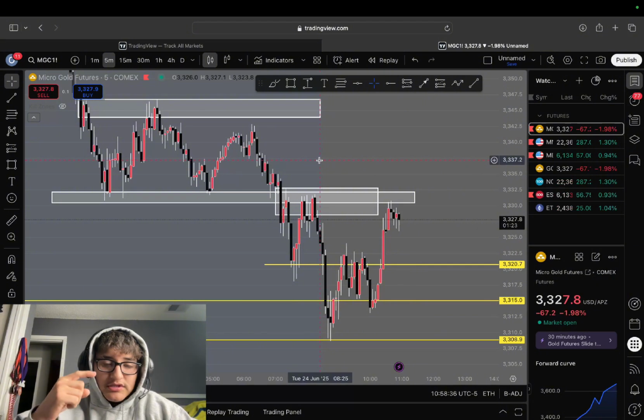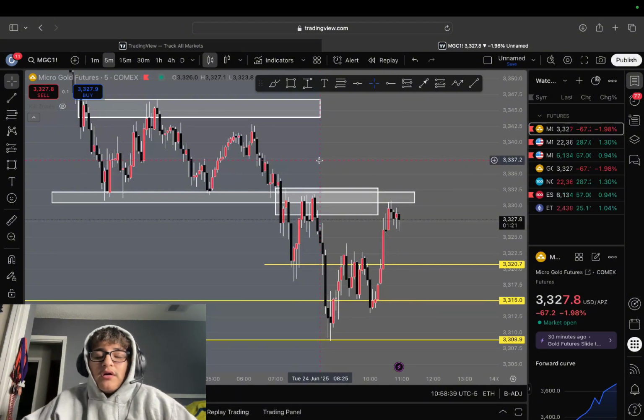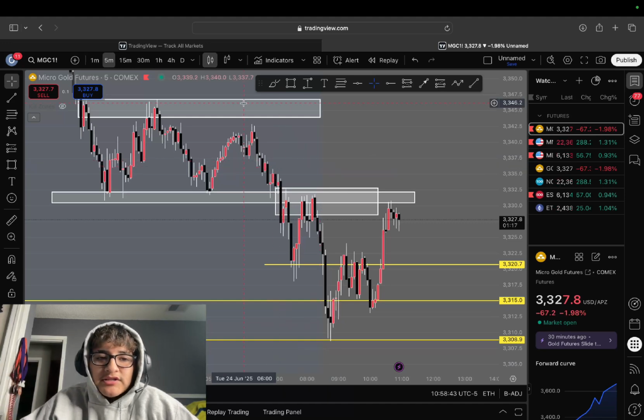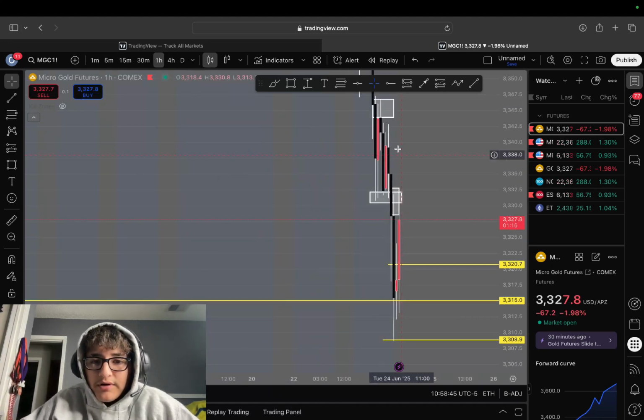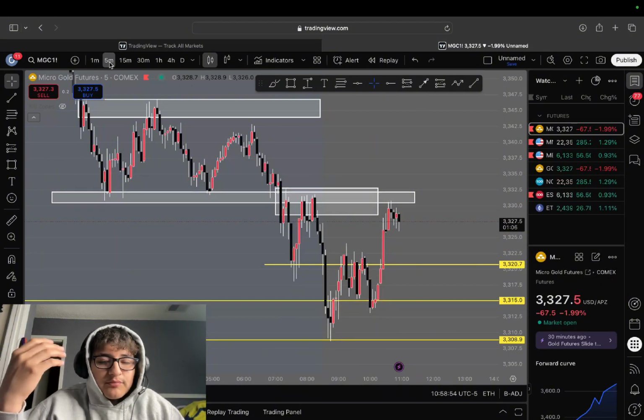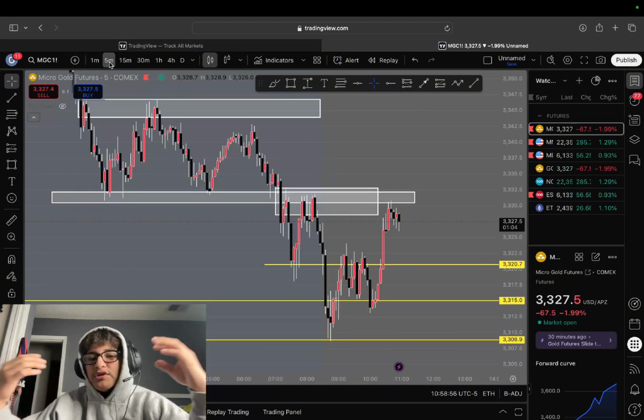So we had our supply zone, and we also had a floor becoming a roof. As well, we also had a 1 hour supply right here. It had tapped as well. So am I really going to take the 1 hour supply? No. Why? Because we trade on the 5 minute.